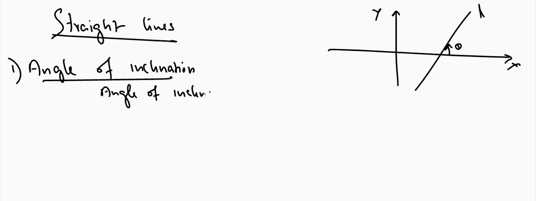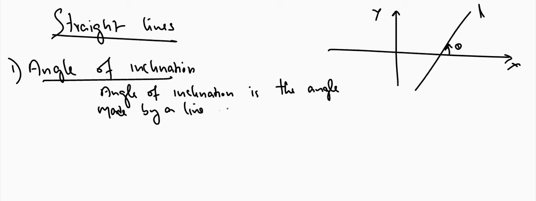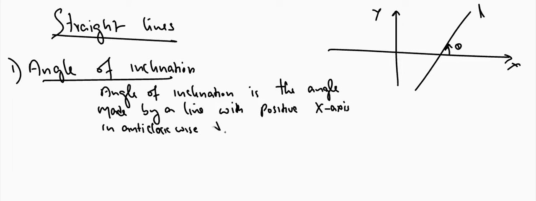Angle of inclination is the angle made by a line with the positive x-axis, that is, the positive direction of x-axis, in the anti-clockwise direction. We can represent the angle of inclination as theta.